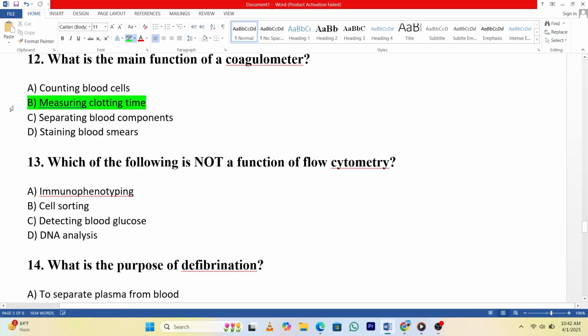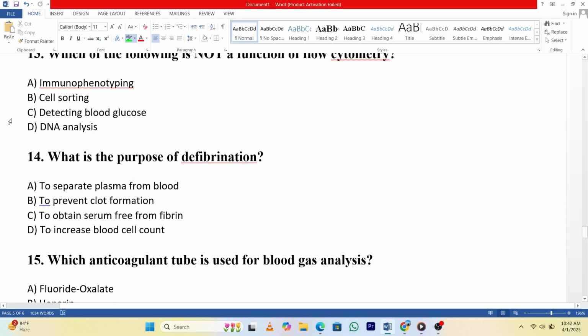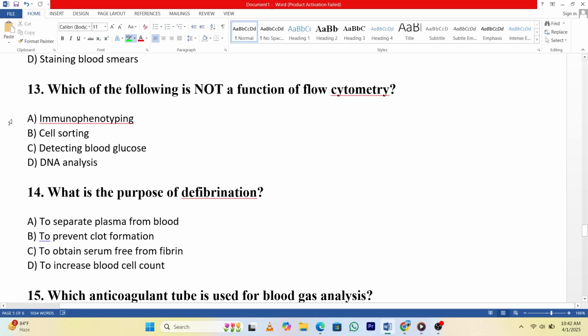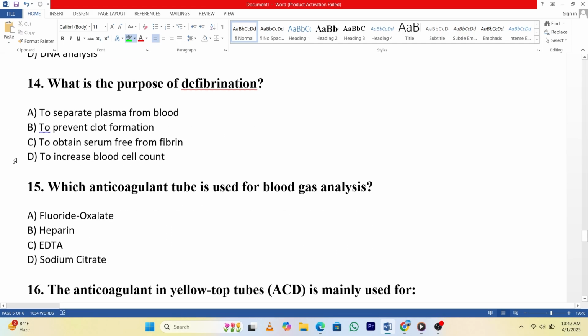13. Which of the following is not a function of flow cytometry? A. Immunophenotyping. B. Cell sorting. C. Detecting blood glucose. D. DNA analysis. Answer: C. 14. What is the purpose of defibrination? A. To separate plasma from blood. B. To prevent clot formation. C. To obtain serum free from fibrin. D. To increase blood cell count.